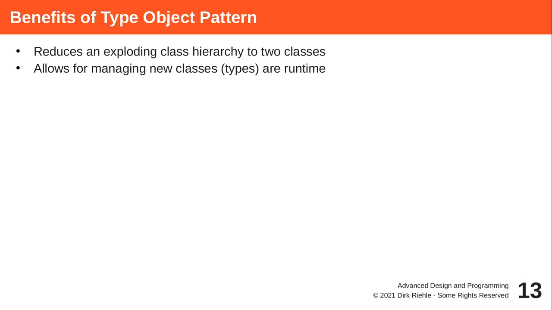This really reduces a possibly exploding class hierarchy to just these two classes. And if you ever face such an exploding class hierarchy, type object is the solution to go to. In addition, as a corollary, you can create new classes, new types at runtime. So even if your system is already in production, you don't have to start programming again. You just create new objects for new types.